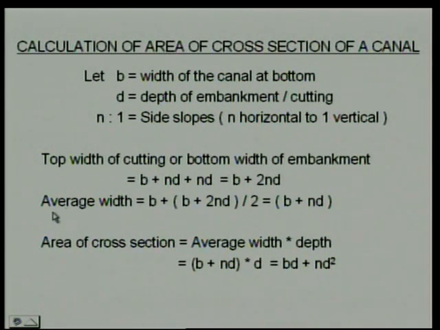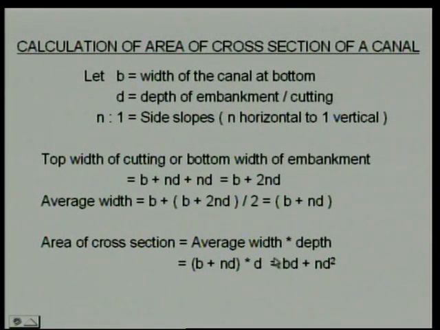So, computing the average width is nothing but the summation of the bottom width, small b, plus the top width, that is b plus 2nd. The average of bottom width and top width will give you the average width of the canal section. So, the area of cross section of a canal is nothing but the average width multiplied by the depth.